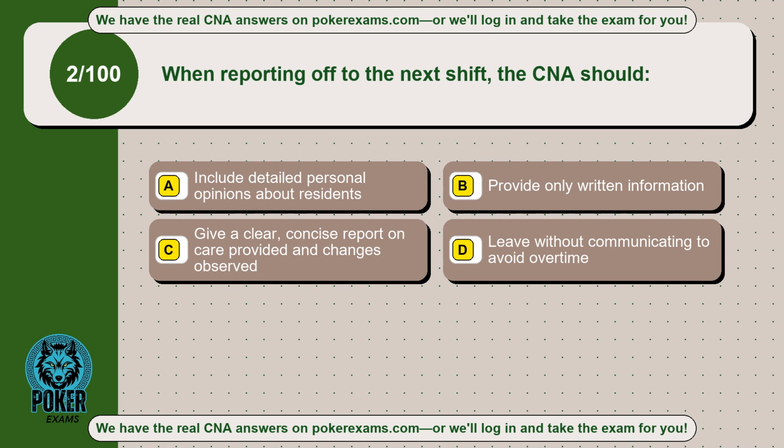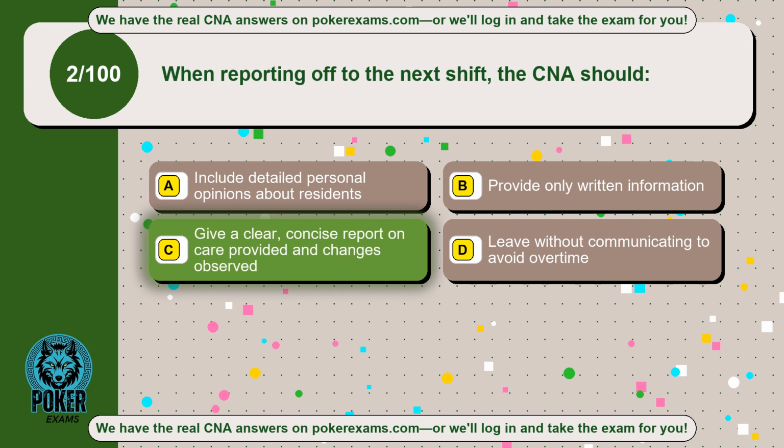Question 2. When reporting off to the next shift, the CNA should: Option A. Include detailed personal opinions about residents. Option B. Provide only written information. Option C. Give a clear, concise report on care provided and changes observed. Option D. Leave without communicating to avoid overtime.